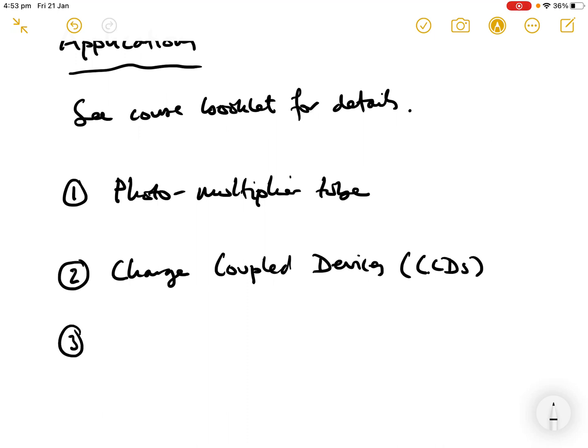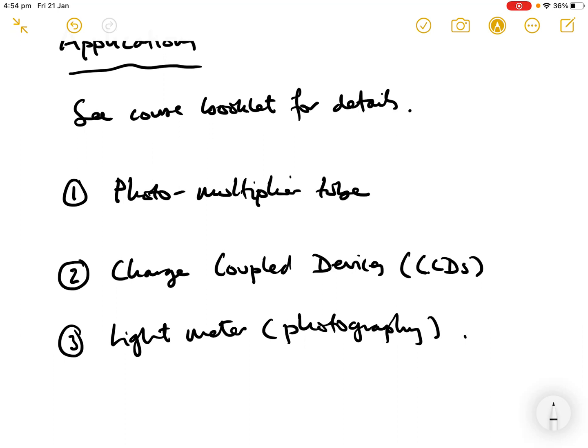There is a light meter in photography, obviously detecting visible light, photons there. There is something called an image intensifier, an optoelectronic device. It takes low levels of light and gives you a much bigger signal, and it uses the photoelectric effect. Again, more details in the booklet.